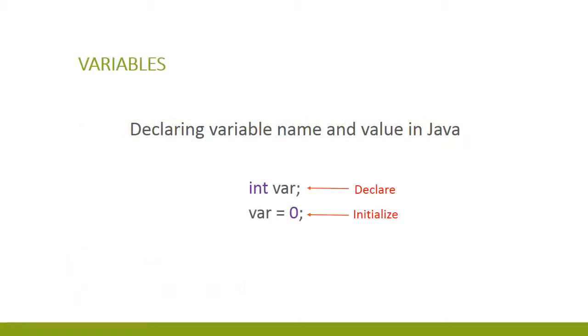Variables. Declare a variable name and value in Java. And var is the declared variable, var. 0 is the value.